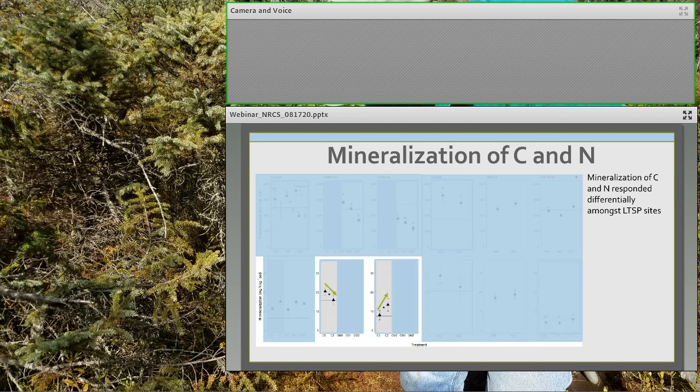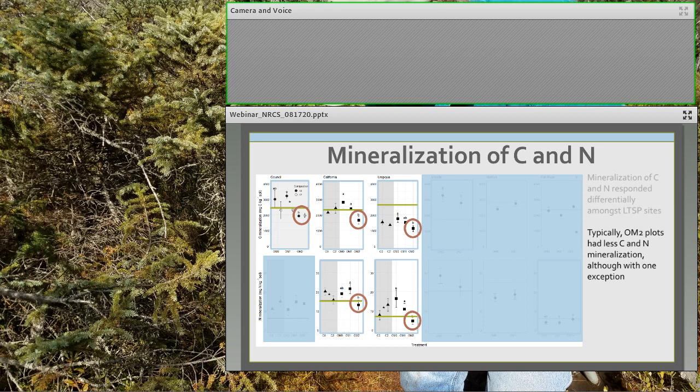We also observed a significant effect of compaction at California and Umpqua, although N mineralization responded oppositely at each site, with decreased N mineralized in high compaction plots at California and increased N mineralization in high compaction plots at Umpqua.